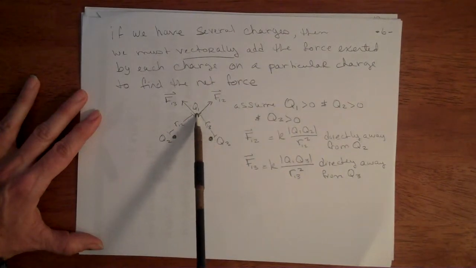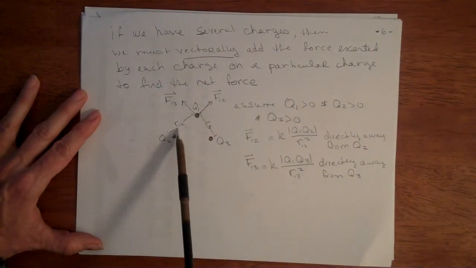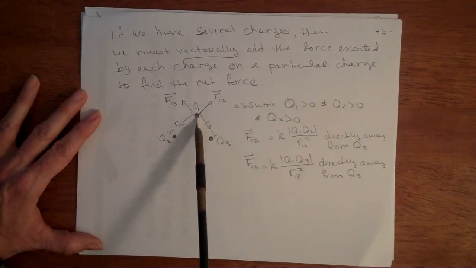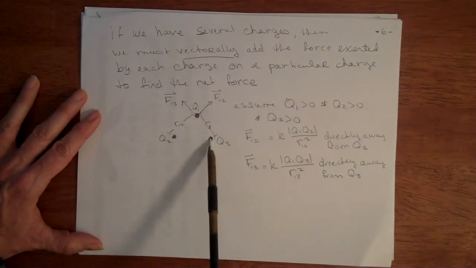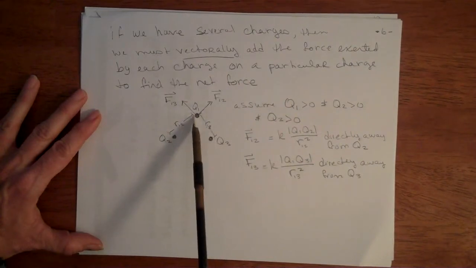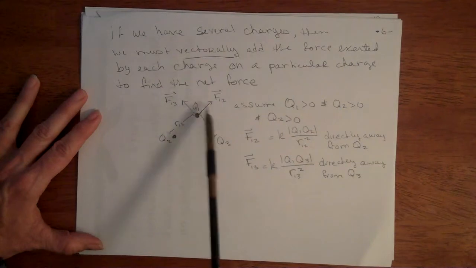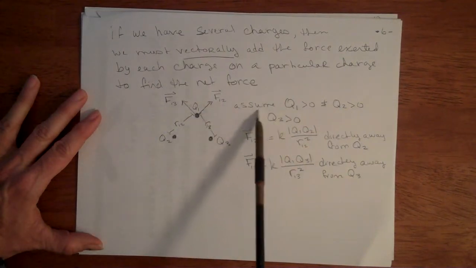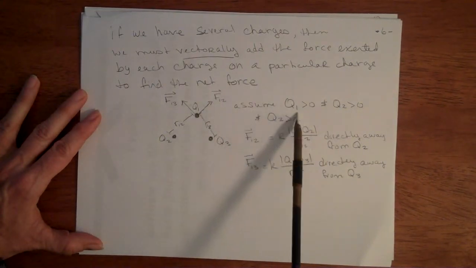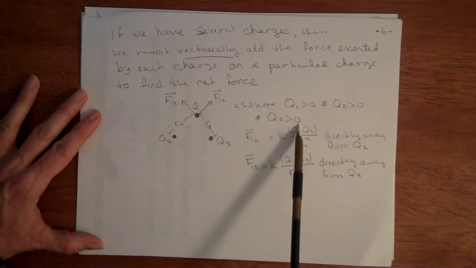So if I want the net force on 1, I need to individually figure out what force is being exerted by 2, both magnitude and direction, and then figure out what force is being exerted by 3 on 1, magnitude and direction, and then I need to vectorially add those two forces. So in this particular picture, I have assumed that q1 is greater than 0, q2 is greater than 0, and q3 is greater than 0.